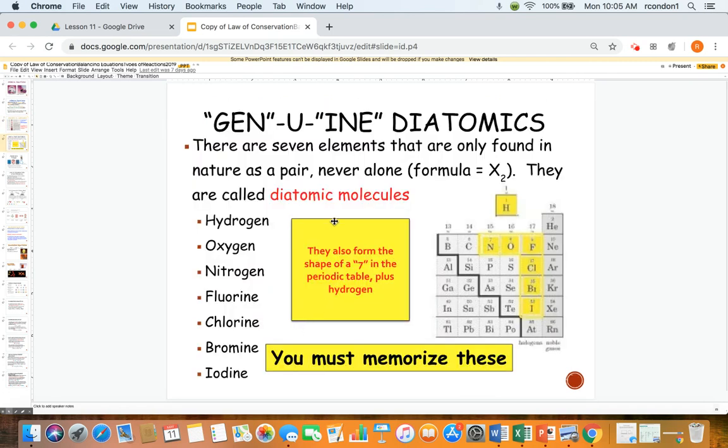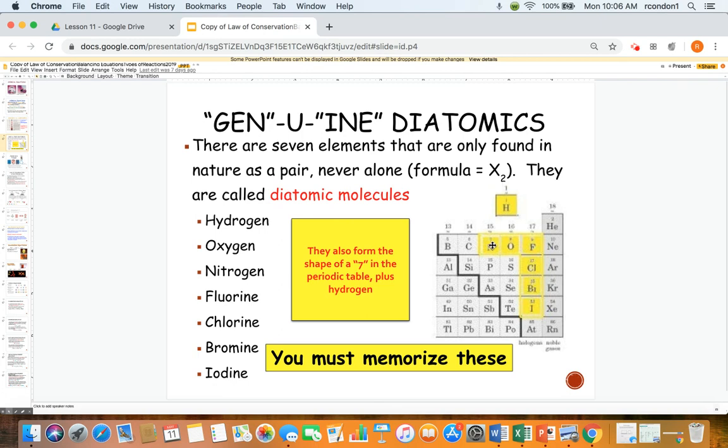So there are certain elements that form diatomic compounds, and they're never found alone. When we're talking about hydrogen gas, it's never one hydrogen atom by itself floating around. It's always two hydrogens bonded to each other in a diatomic molecule. So, for example, these are the diatomic molecules.